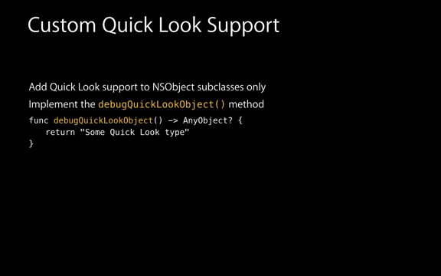In order to visualize my own custom class, we're going to implement custom quick look support for this class. Our custom quick look support allows you to add quick looks for subclasses of NSObject only right now. And to do it, you implement the debug quick look object method, which takes no parameters and returns any object as an optional. And you're going to return the value that you want to represent your object as its quick look.